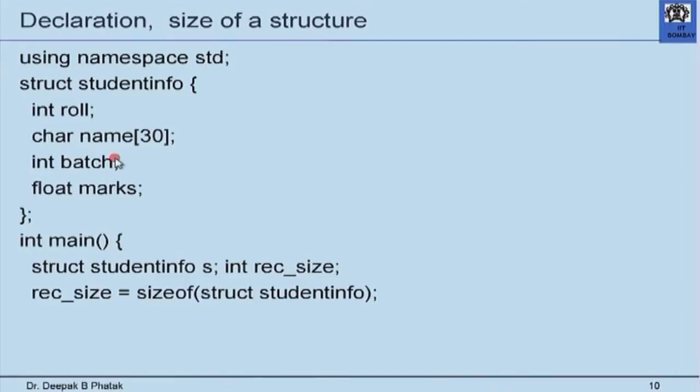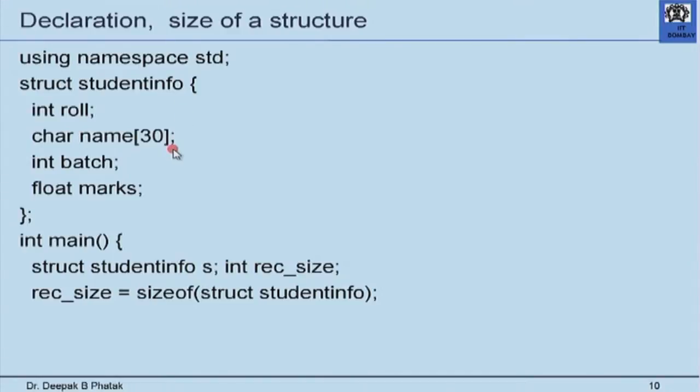So there are 2 bytes which are lost in between. Nothing is kept in those 2 bytes. Those 2 bytes are sort of alignment bytes. And therefore, the batch starts 2 bytes later. Marks starts, of course, 4 bytes later because this is already aligned on the boundary. Consequently, the total size is not 42 bytes, but 44 bytes.